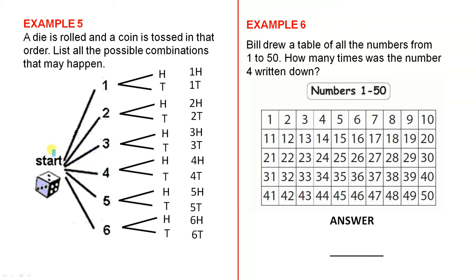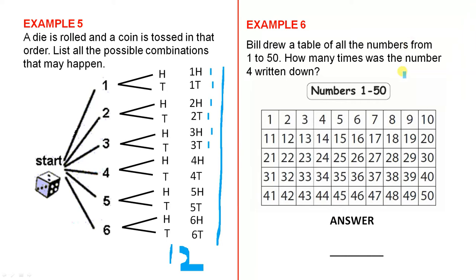Listing all the possibilities, you just start from the beginning and work your way up the tree. Pretend that's a tree that's fallen down, and these are all the branches. 1H. Go to the start. 1T. Go to the start. 2H. Go to the start. 2T. Start. 3H. Start. 3T. And keep going till you get all the possibilities. And you look down there, and there are 12 of them. So there's your list, 12 different possibilities.